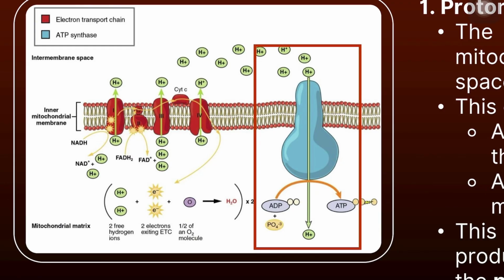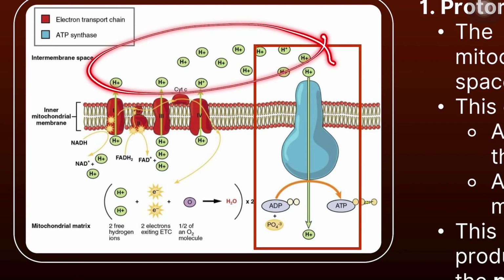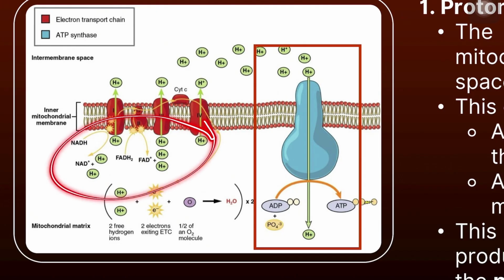Because of that, since here we have acidic and a high concentration of hydrogen ions, and in the matrix we have a low concentration and more basic conditions, this creates two kinds of potential energy.